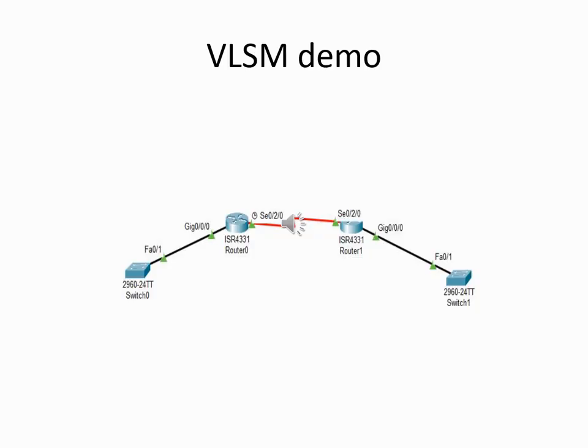So let us look at the diagram. We are going to configure these VLSM requirements. In this given diagram, we have two routers and two switches. These routers are connected via the serial interface, whereas the switch is connected via the gigabit interface. Likewise, the other switch is also connected via the gigabit interface. In the next slide, we'll see what the requirements are and how we are going to proceed further.